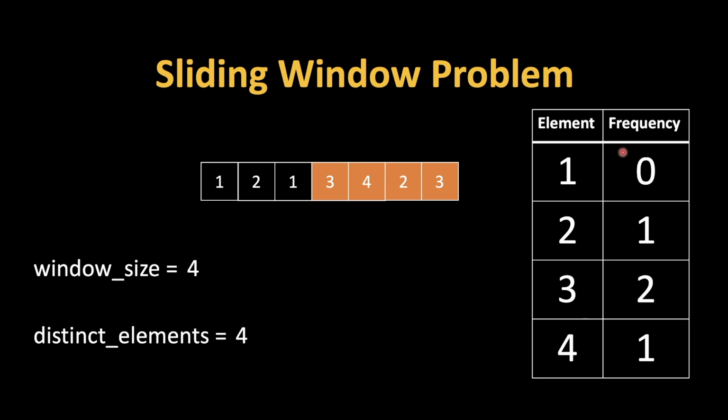Its frequency is 0. What does that mean? It means we have lost one element from our distinct elements. If the frequency was greater than or equal to 1, that means we have that element. But if it is 0 now, that means we have lost one element. We need to reduce our distinct elements. So this was the sliding window problem. Let's see the pseudocode.